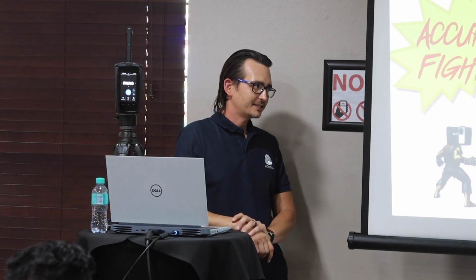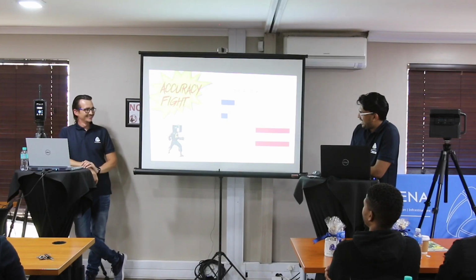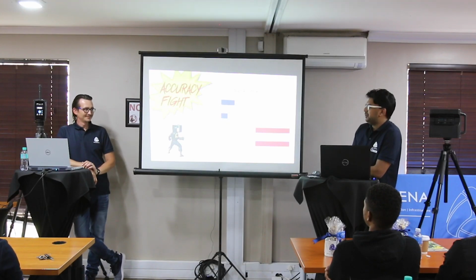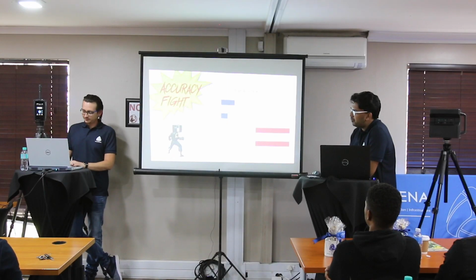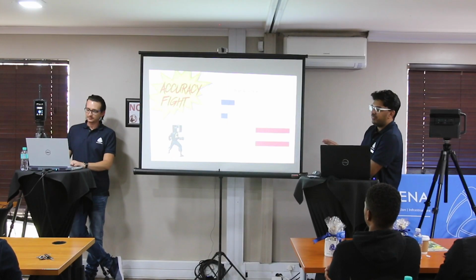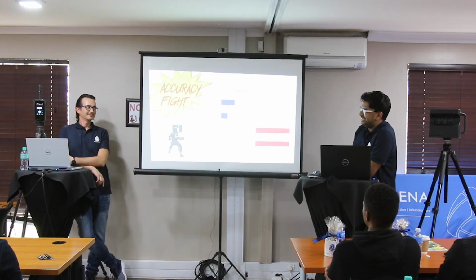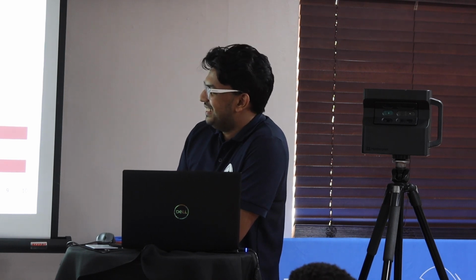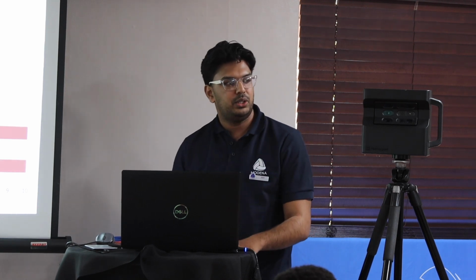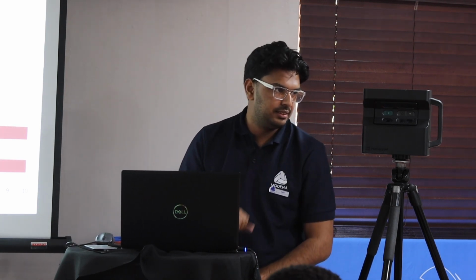Talking about the scan accuracy, Sean, you want to go first in this one? Okay, the Matterport Pro 2 and Pro 3 both have 5 to 10 millimeter accuracy. That means a meter away, you get about 10 millimeters deviance in your points. Not the most accurate in comparison to the Faro, but I don't know if you're going to notice the difference. That's Peter's job to convince you that you can. So 10 millimeters per 1 meter. So a meter away from an object, you get about a 10 millimeter deviancy.